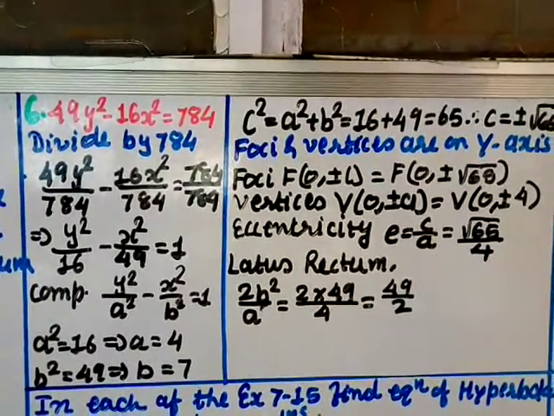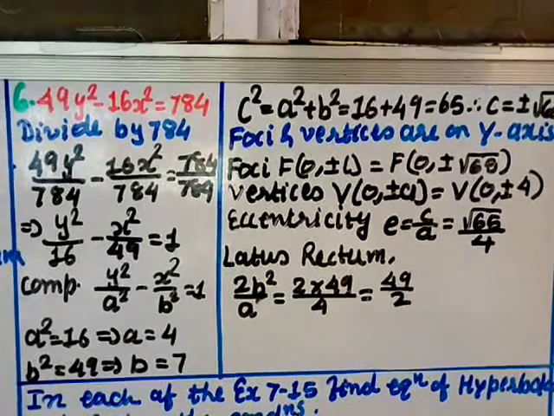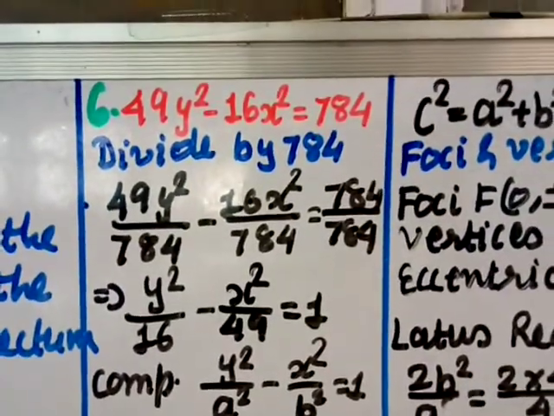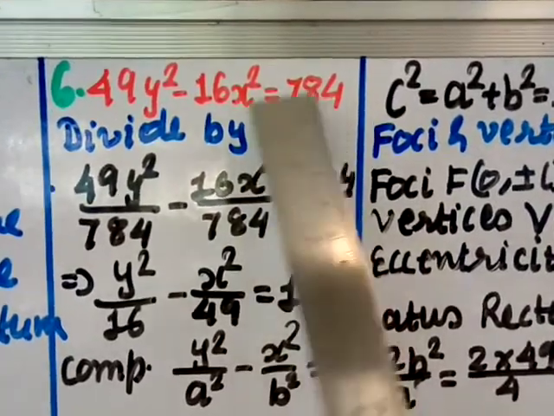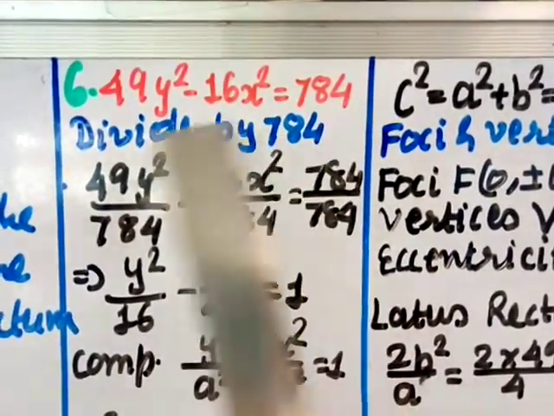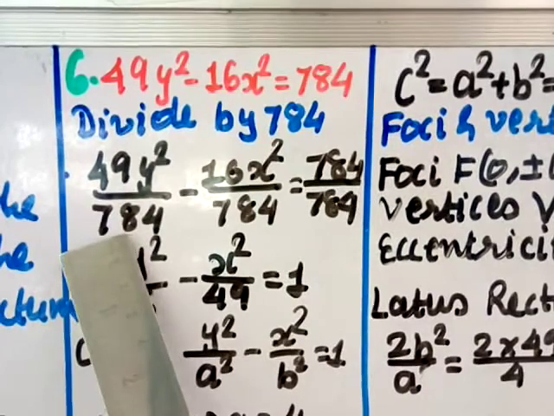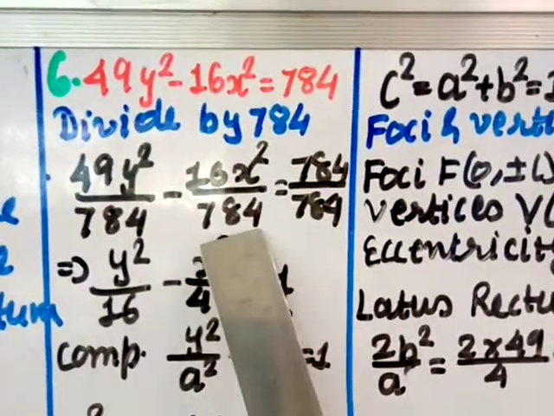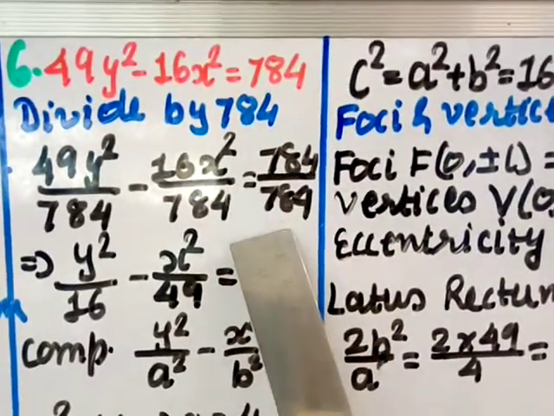Question number 6. 49y square minus 16x square is equal to 784. This is also not in the standard form. To get in the standard form, divide each term by this value, that is divide by 784. So here divide 49y square by 784 minus this one 16x square divided by 784 equal to 784 by 784.